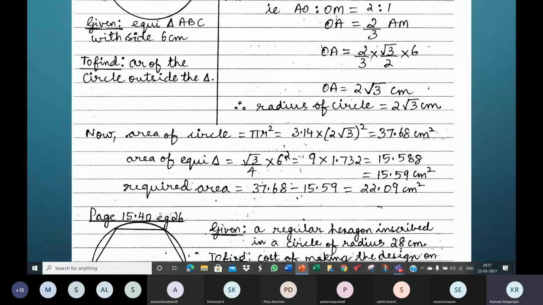And then, you have to find the area of the circle, find the area of the triangle. You know the radius, so you can find the area of the circle, area of the triangle. The difference will give you the area of the shaded region.